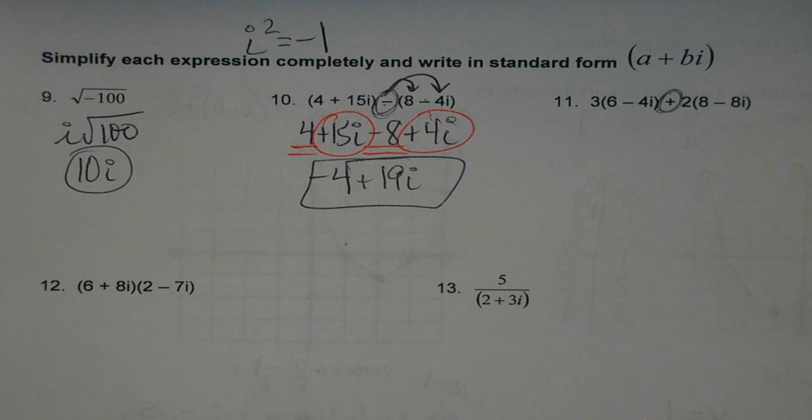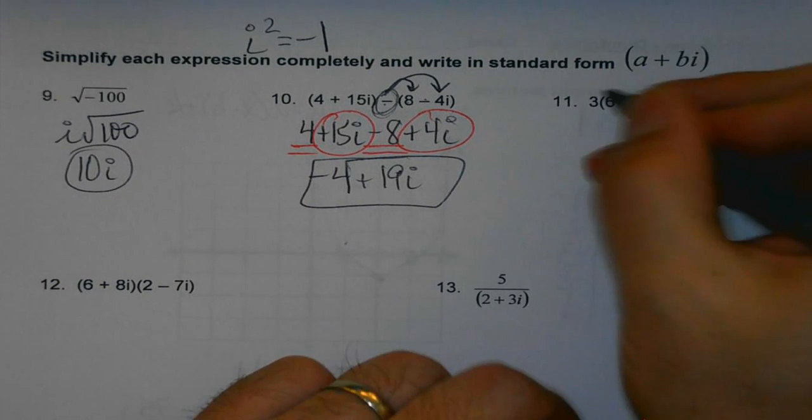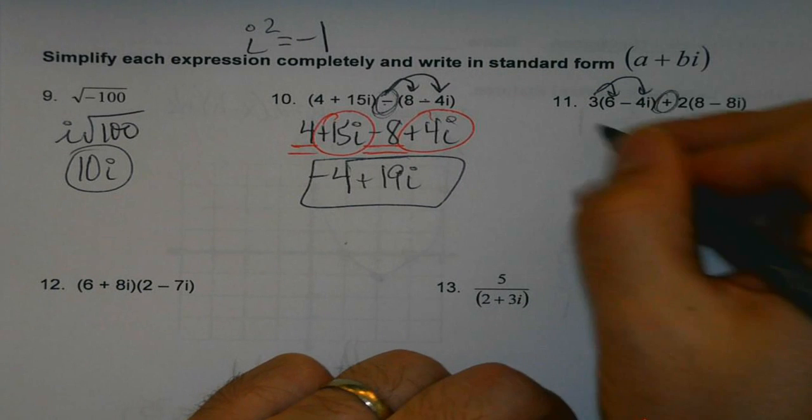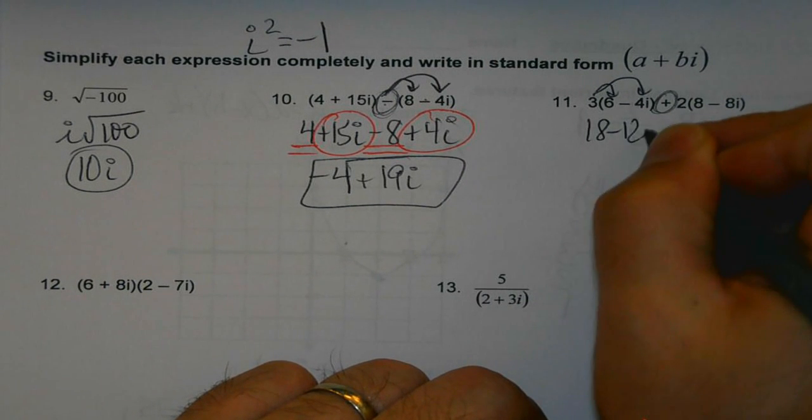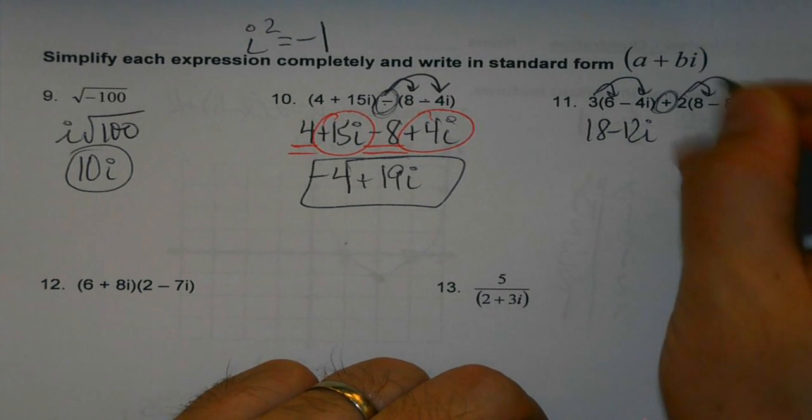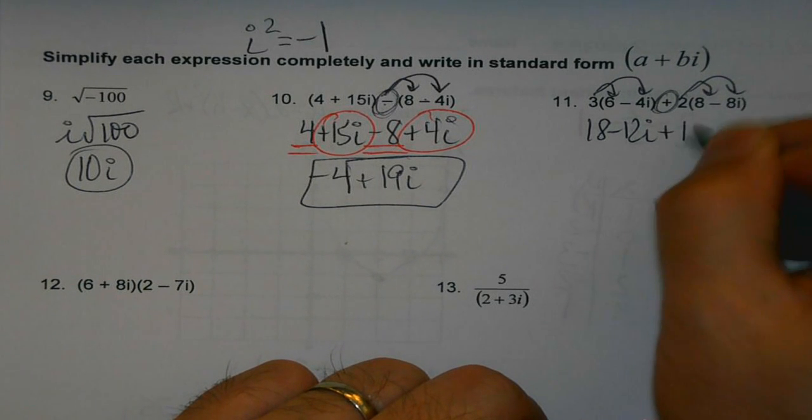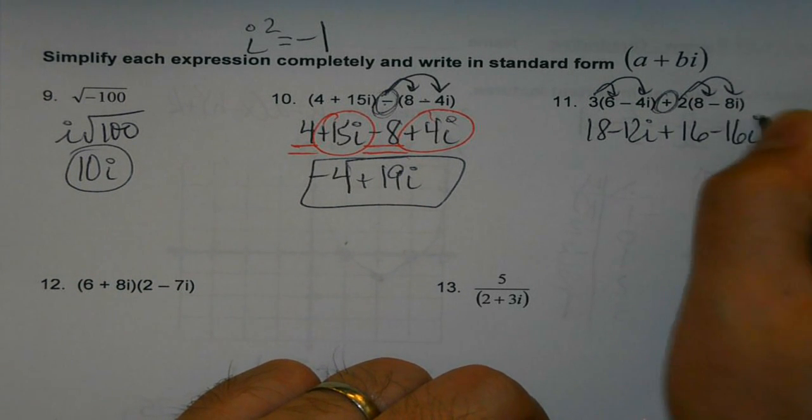And I'm good. Okay, and 11 actually is a little bit easier, even though it looks like there's more. I do have to do more distributing, but at least there's no negative that I'm having to worry about. It's just remembering that I distribute those coefficients all the way through.